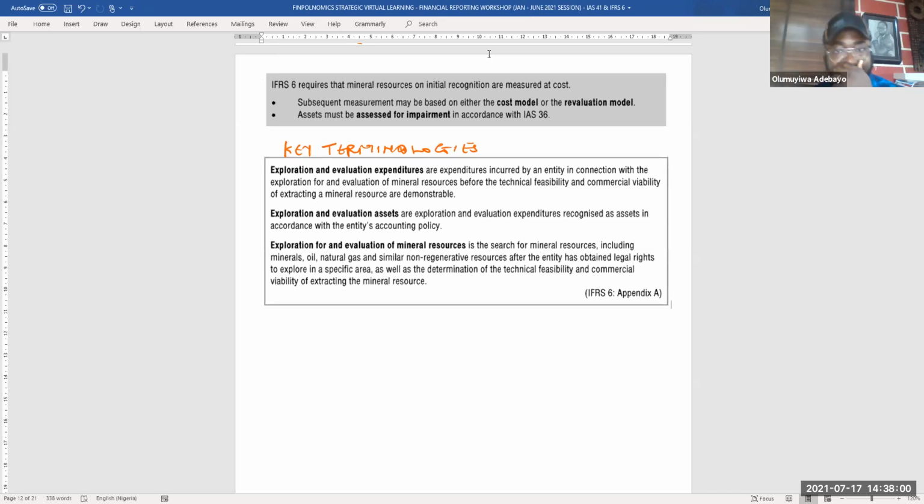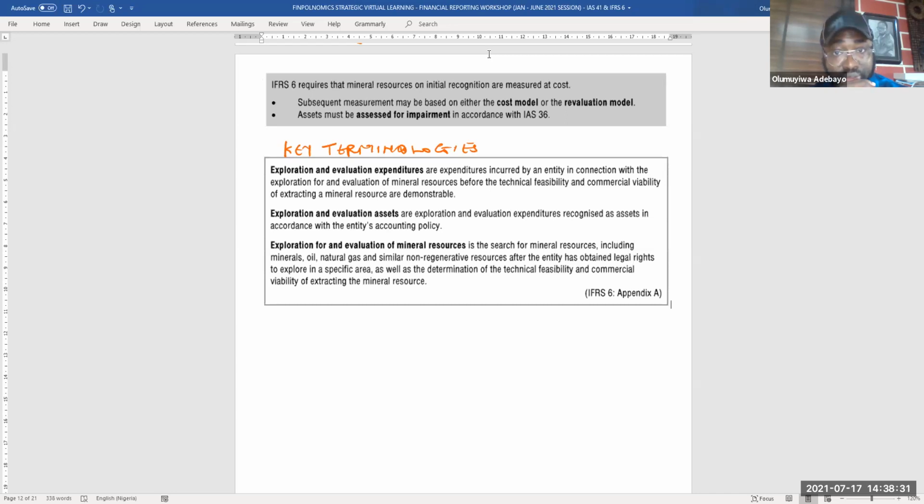How do we recognize expenditure incurred with respect to exploration and evaluation of assets? Now, one thing you need to understand is this. Expenditure is recognized as an asset under IFRS 6 between the period of having the legal rights and before the technical feasibility and commercial viability of extracting these mineral resources from the ground.